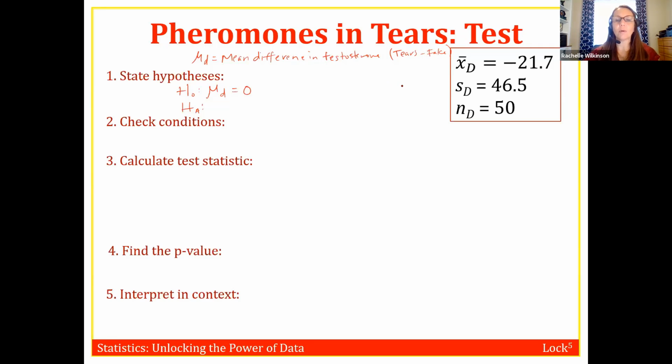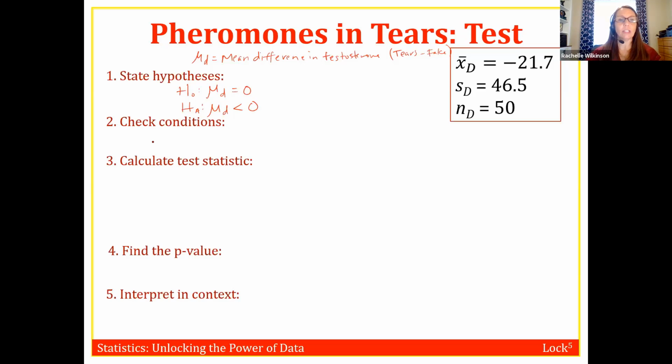So what kind of number would I get if I took a smaller number minus a bigger number? Would I get a positive number or would I get a negative number? I get a negative number, exactly. So that means for my alternative here, I'm going to use less than, okay? Because if tears reduce testosterone levels, then my mean difference, if I take tears minus the fake tears, would be a negative number. So I'm going to say mu D less than 0.